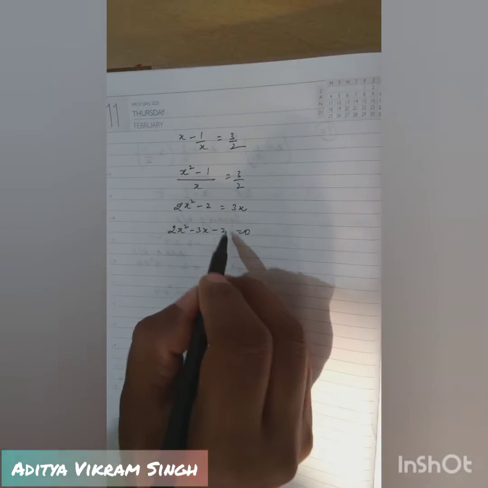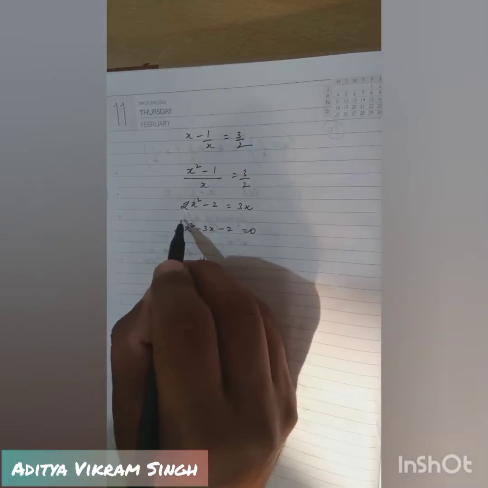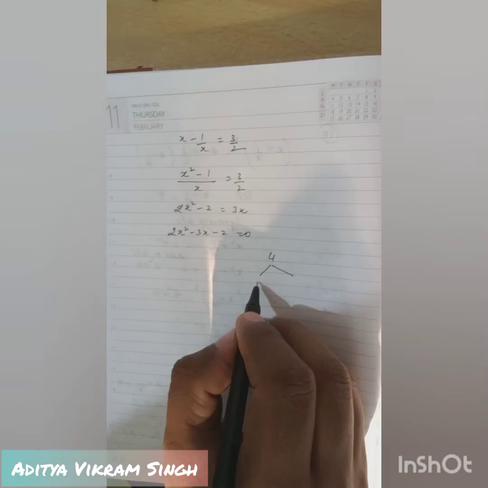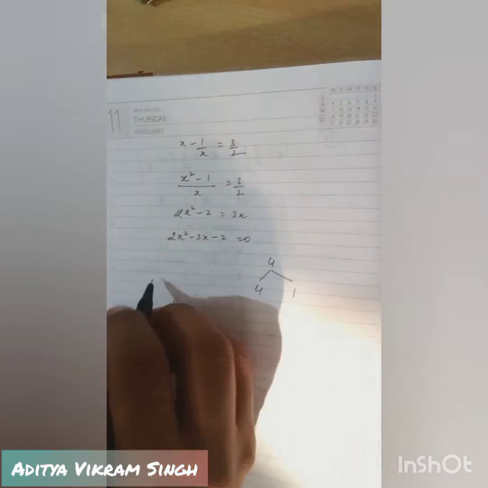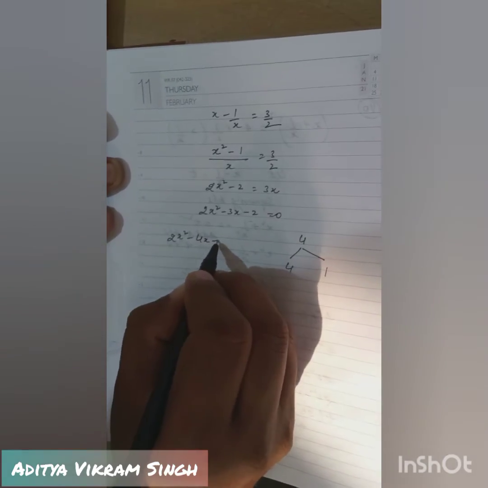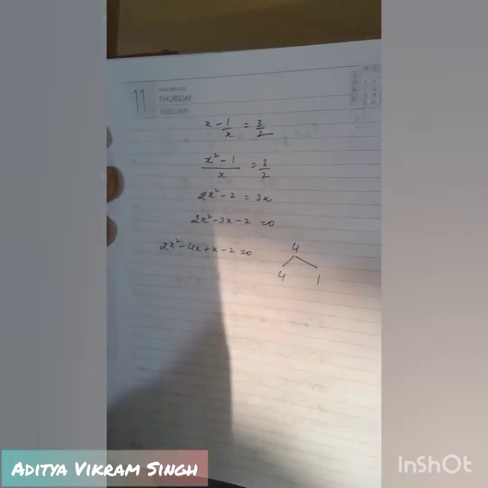What we have to do is just multiply this 2 with the coefficient of x square, which is 4, and we have to divide in such a way that we get 3. So we divide it into 4 and 1. Okay, so this becomes 2x square minus 4x plus x minus 2 is equal to 0.